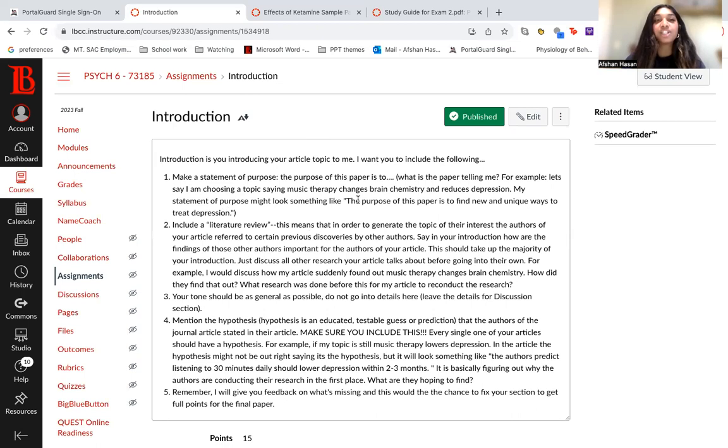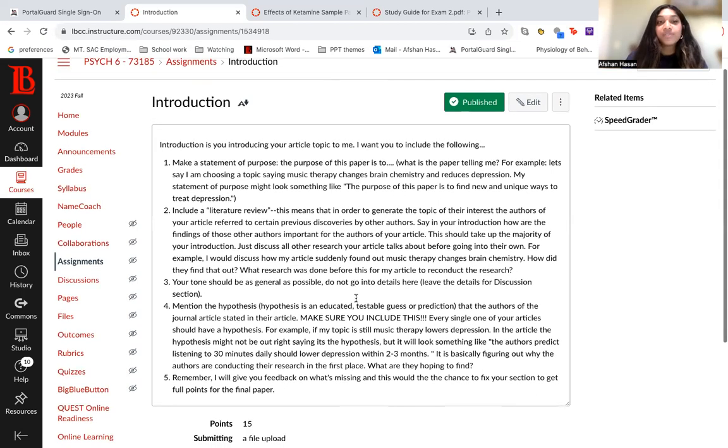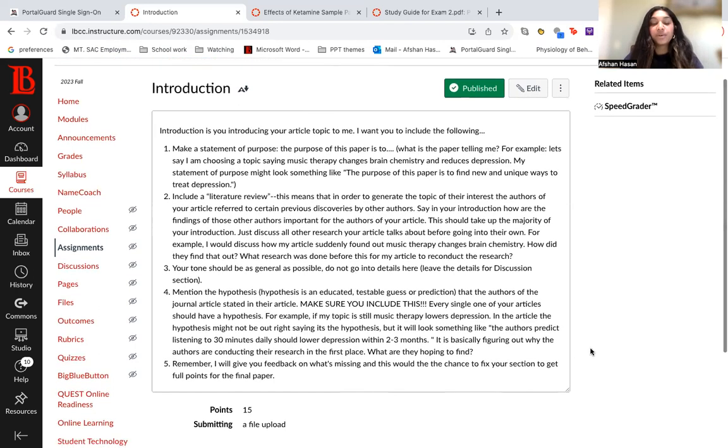So this is the page that you need to turn your introduction in on. It's 15 points, and I want to make sure I go over everything that you need to include. There's 4 things you have to include in your introduction. And the reason why I have you split up all of these different parts is so that at the end, you don't have to turn them all in together.